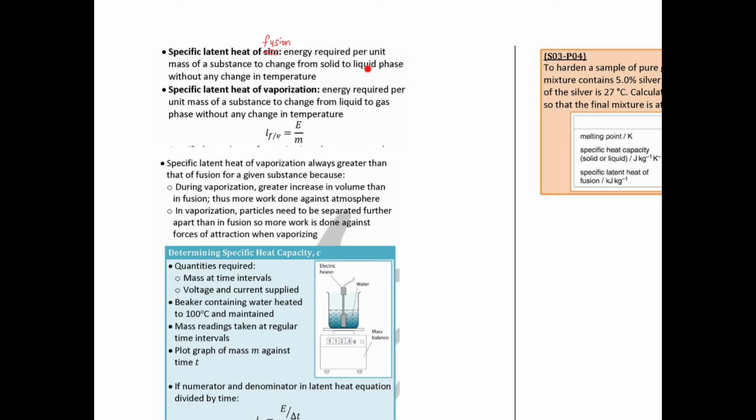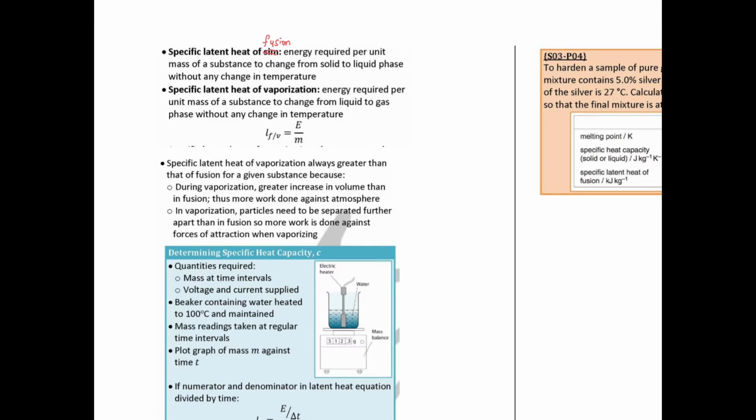So you may think of melting without any change in temperature. So imagine that during the melting process, the temperature remains the same. So the heat is used to break down the intermolecular forces. So that heat is called specific latent heat of fusion.